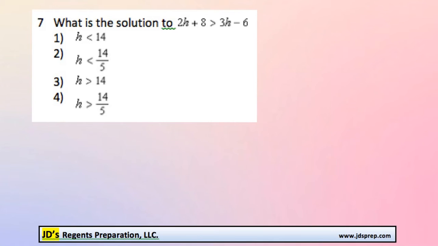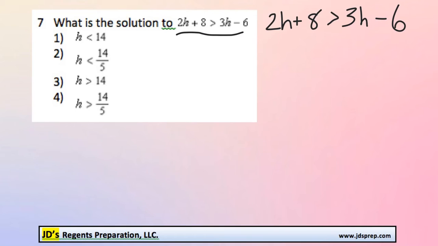Welcome to problem number 7 from the August 2016 Algebra Regents exam. In this question, it's fairly straightforward. All we need to do is solve this inequality. I'm just going to write it off to the side here. So we've got 2h plus 8 is greater than 3h minus 6.